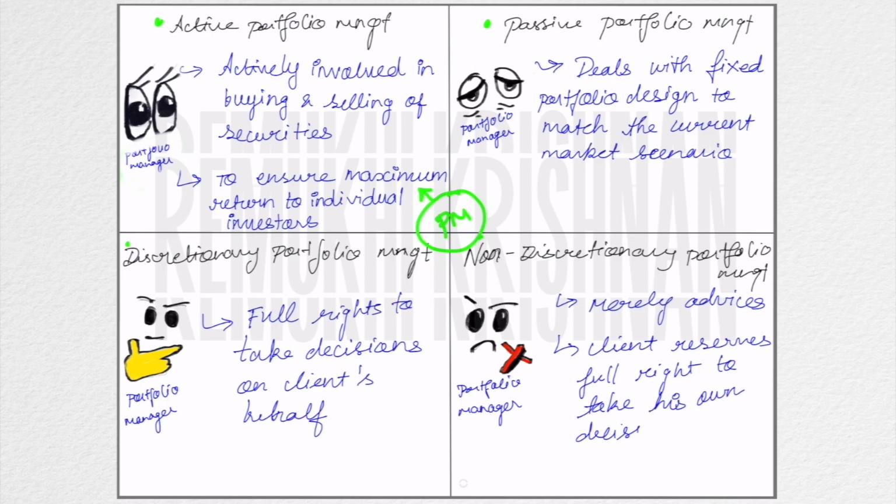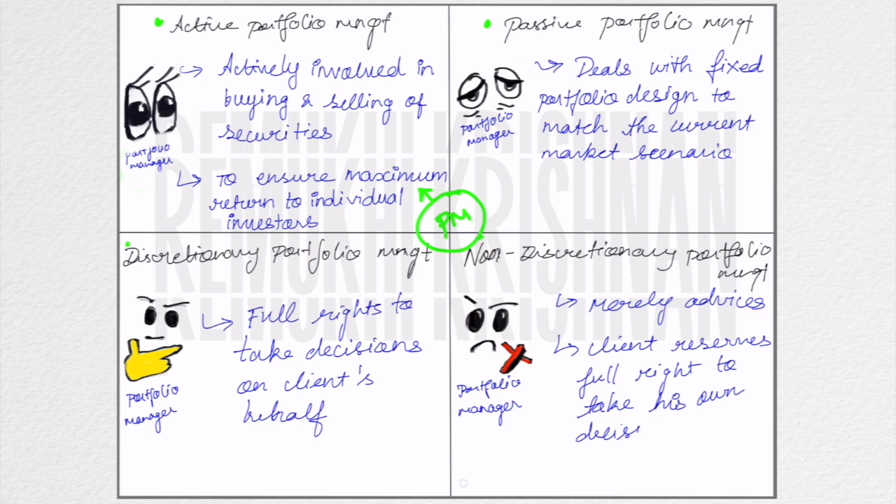Thirdly, discretionary portfolio management. Under discretionary portfolio management, as an investor, I will give full rights to the portfolio manager or fund manager to take decisions. If the portfolio manager thinks this particular stock is not performing well, he can divert my funds to another set of stocks. He will decide when to sell, when to buy, or when to hold a particular stock. So full rights will be taken care of by my portfolio manager.